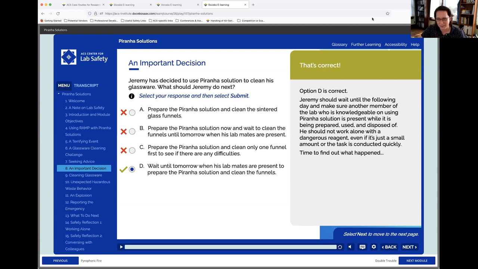And then as the case study proceeds, these formative assessment questions give the learner an opportunity to consider what they should do after less than stellar decisions have been made, so that they can also think about the best steps to take in an emergency situation.